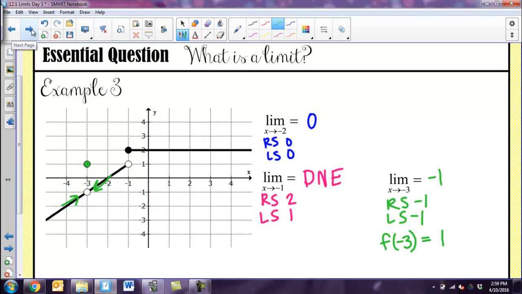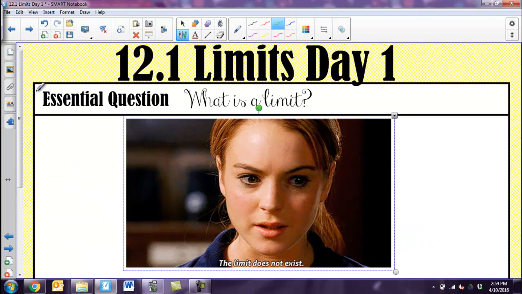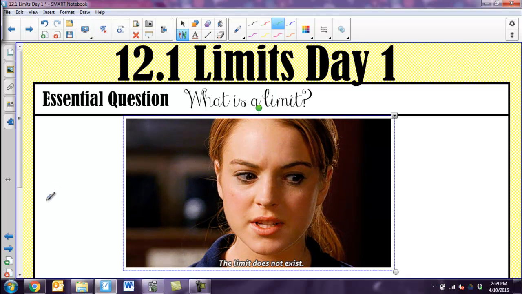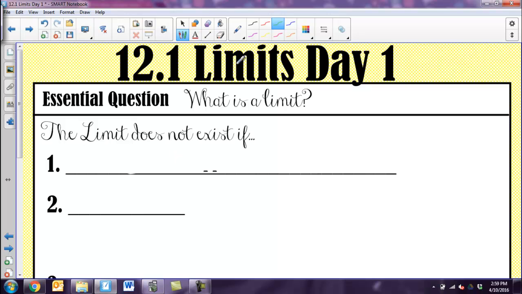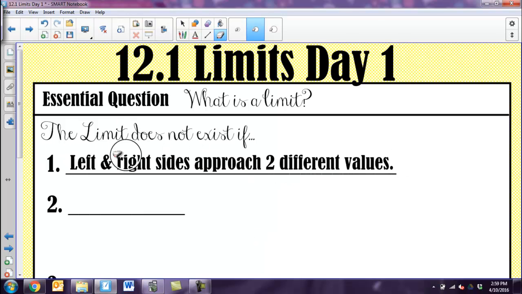And so we saw this does not exist. And you can now quote Mean Girls, the limit does not exist when these three things. These are the three cases that we can have when a limit does not exist. So we saw some of them before. The first one is that if the left and the right side approach two different values. That was like the one we just saw in the piecewise where it had that jump in the graph.